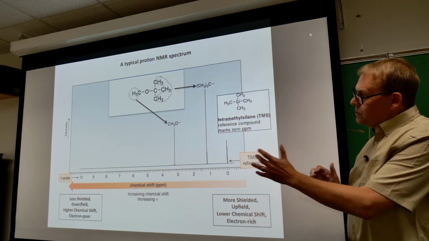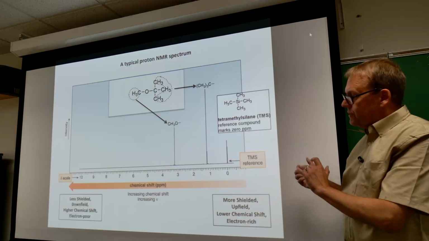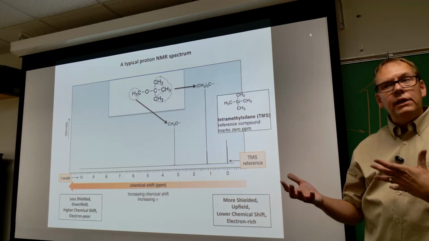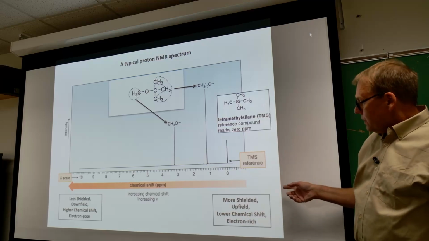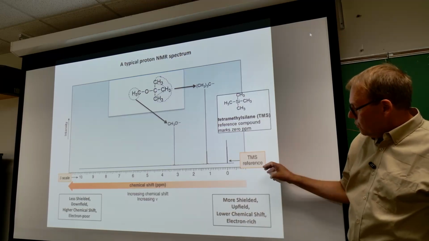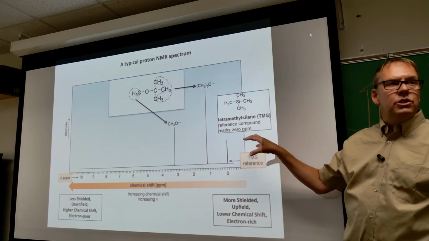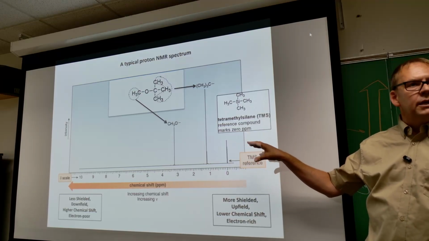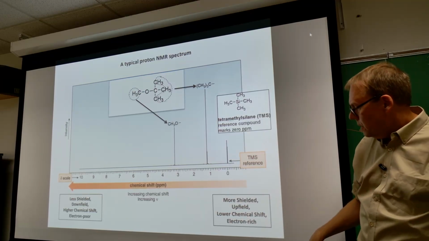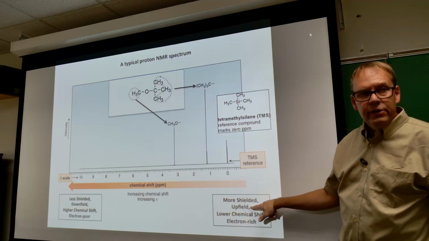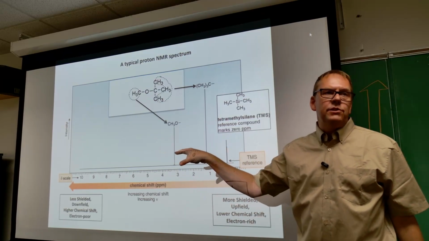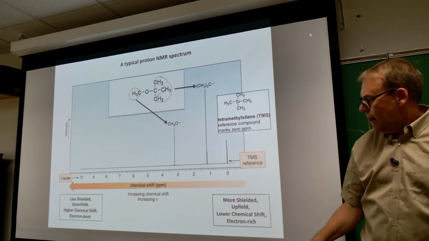And the ends of the spectrum, the right side and the left side, have a couple of really important terms to get used to. The right side of the spectrum is the more shielded side. So over here are the electron-rich protons. The ones that are in electron-rich environments are well shielded because they have lots of electron density around them. This is also called upfield. So up is to the right and downfield is to the left. That's just going to be something you're going to have to get used to.